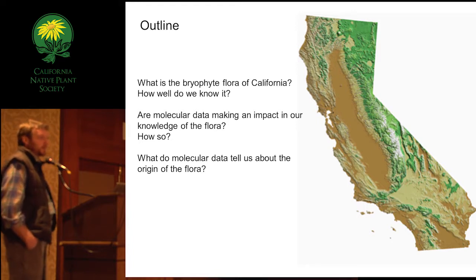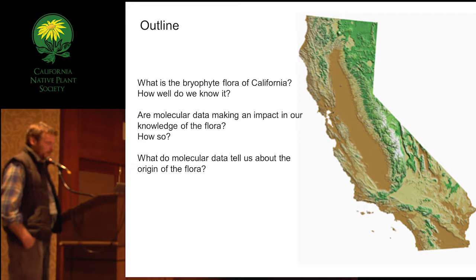So we know, for example, in the vascular flora, that molecular data are having a huge impact. And so all of you that deal with name changes and the Jepson Manual and things like that know that molecular data are really critical in understanding evolutionary relationships.